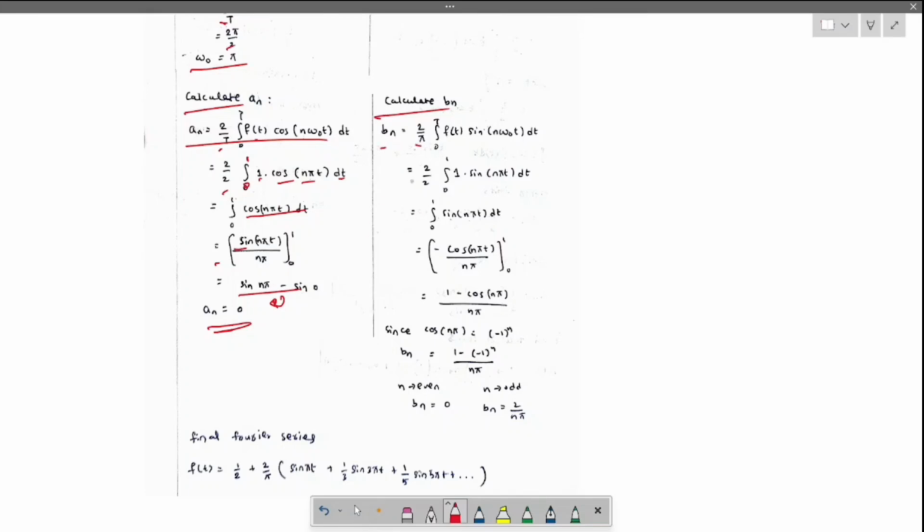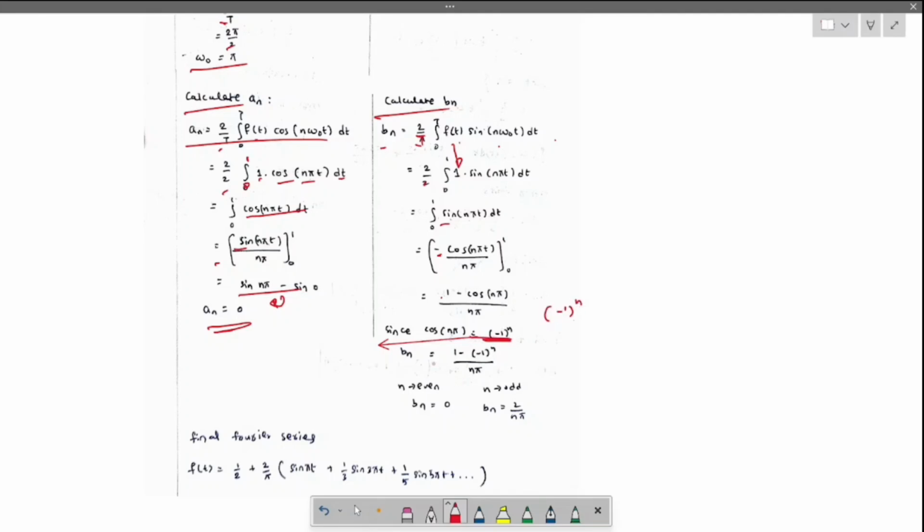Let us calculate for the bn. Bn is 2 by T, 0 to T, f of t sine n omega naught t dt. F of t is 1, 0 to 1, 2 by 2, which is 1, sine n pi t dt. So for the sine, it is a minus cos. When you apply the limits, it is like 1 minus cos n pi.